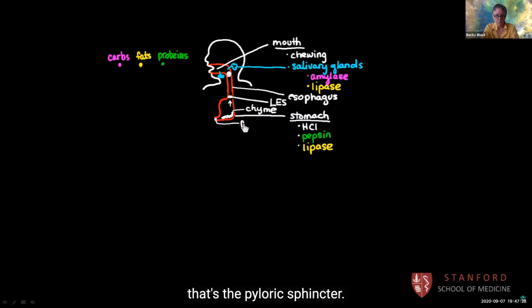That's the pyloric sphincter. That's a good word for a spelling bee.